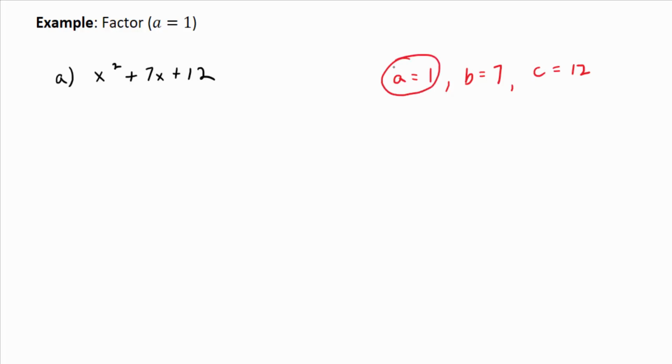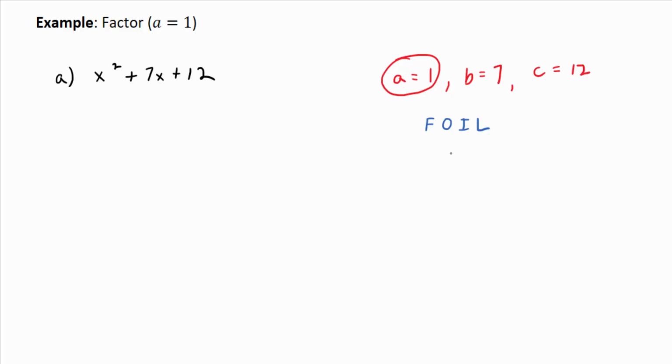When a is 1, I don't want to say it's easy because when you get big numbers, it's not easy, but it's straightforward. The method is systematic. So basically, you reverse FOIL. So what does FOIL stand for? That has to do with multiplying binomials together, right?